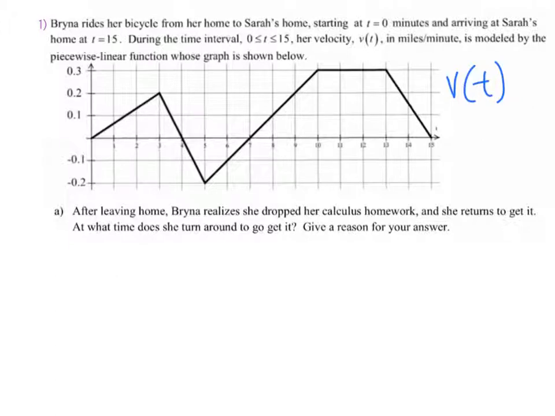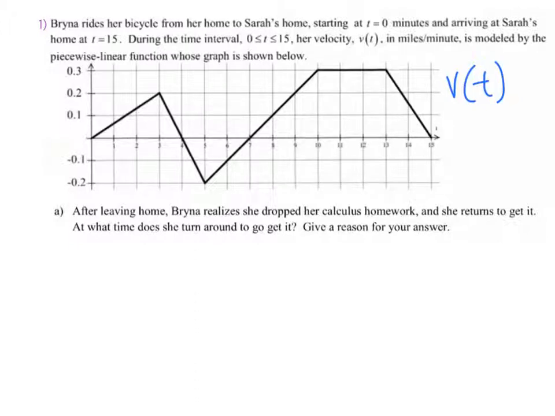All right, question A says, and I just want to point out that, of course, velocity is talking about movement. It's talking about if we're moving to the left or to the right, things like that. All right, so question A says, after leaving home, Brina realizes she dropped her calculus homework and she returns to get it. At what time does she return around and go get it? Give a reason for your answer.